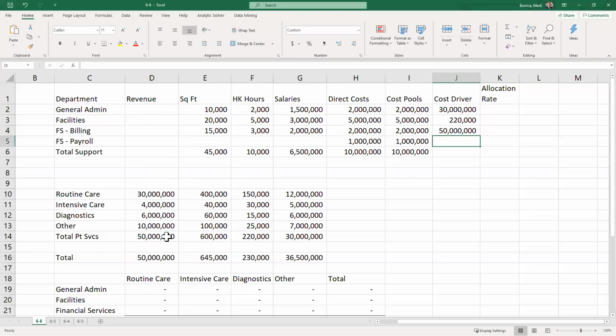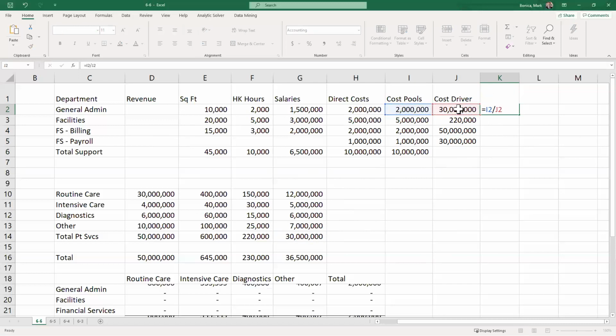And then what is the best of the 4 options we have, revenue, square feet, housekeeping hours, and salaries, as a driver for payroll? Well, it's probably going to be salaries, right? Even though probably a better one would be headcount. We'll use total salaries as our driver. So we have our cost pools. We have our cost drivers, so our allocation rate is simply our cost pool divided by our cost driver.